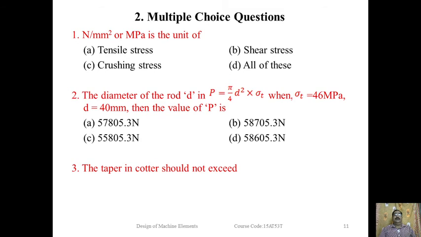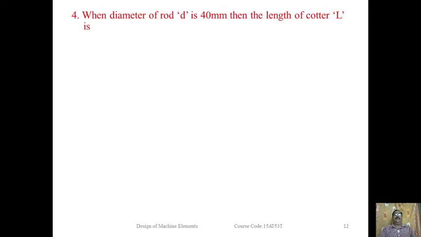Third one: the taper in the quarter should not exceed. The options are A, 5 in 25; B, 1 in 24; C, 10 in 30; and D, all of these. Already we are familiar that the taper in the quarter should not exceed 1 in 24. So here the correct answer is option B, that is 1 in 24.